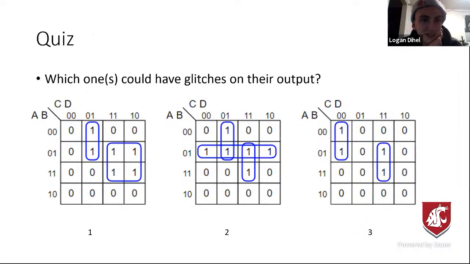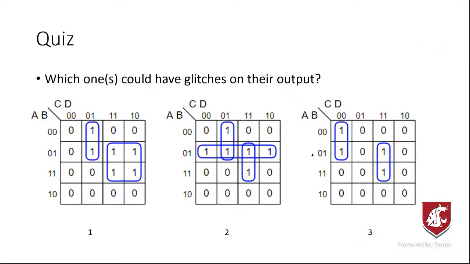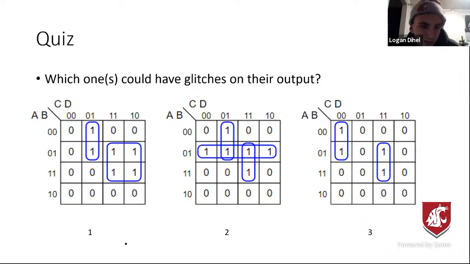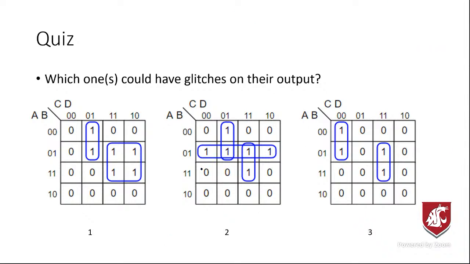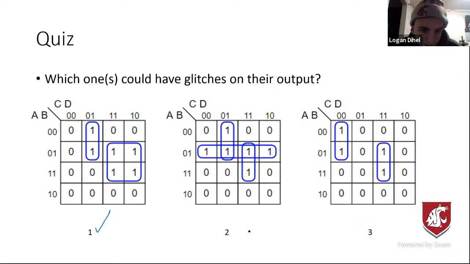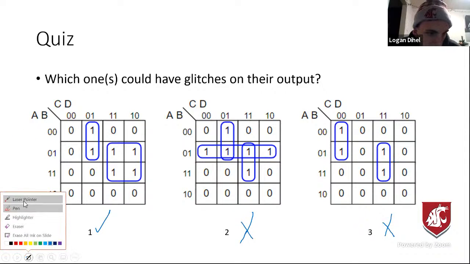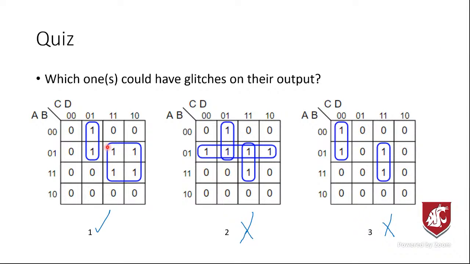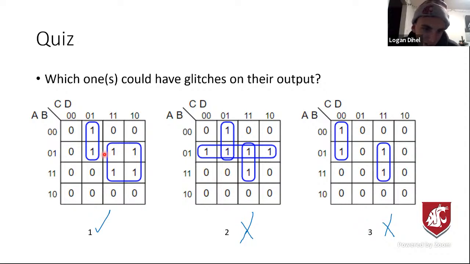So here's a quiz for you guys. Someone can just chime in. Which ones of these are going to have glitches on their outputs? The first one and the third one. So this one is, this one isn't. The third one is not going to have any glitches because these are not adjacent. So you see in this one how this circle and this circle are right next to each other. That's going to cause a glitch. In this example, they're separated by a row of zeros, so there's going to be no glitch.